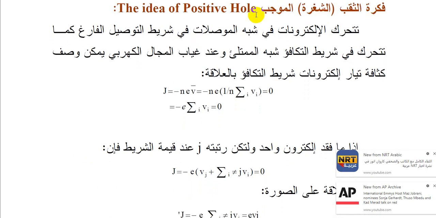فكرة الثقب الشغرة الموجب. The idea of positive holes, as you can see in front of you. So the electrons move in the semiconductors in the conduction bands, as well as in the equivalence bands, in the absence or the presence of the electrical field. We can describe the equivalence band electron's current density in the following relationships: J equals NeV, V dash equals Ne1N, summation of I, Vi equals 0, as well as E equals the exponential summation of I, Vi equals 0.